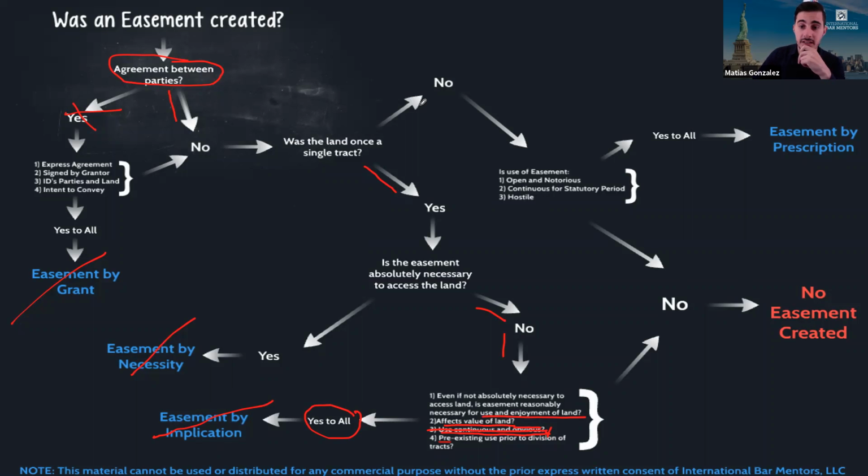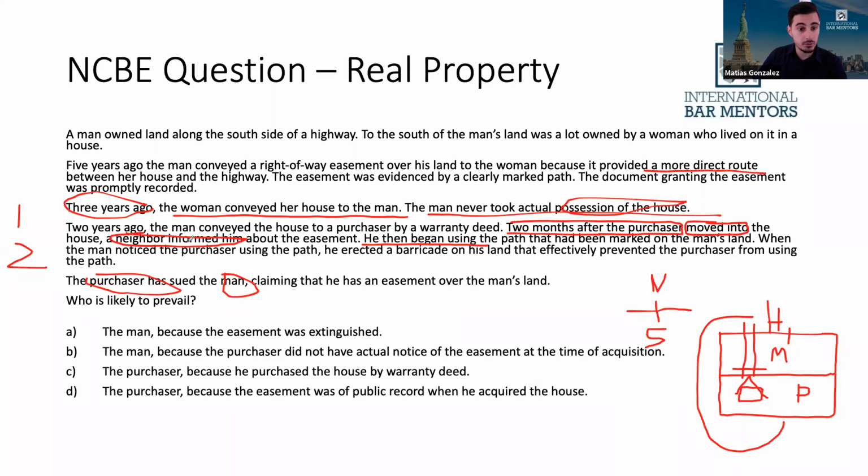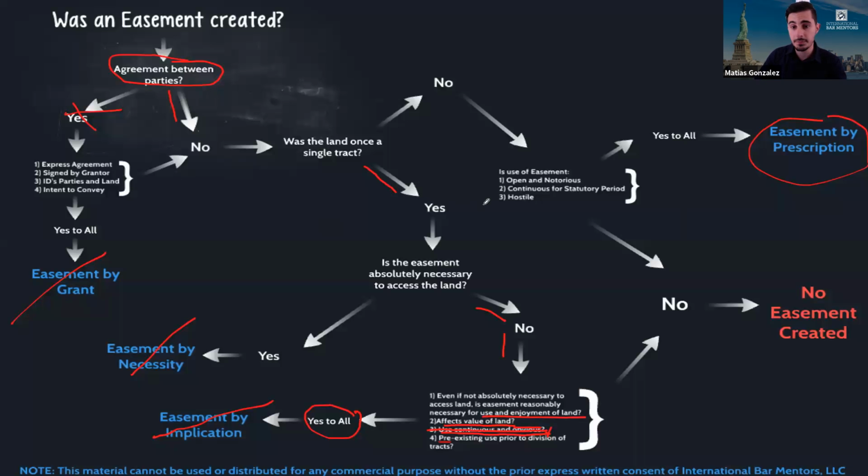Let's just say for the sake of discussion, we want to see if he's got an easement by prescription, right? Well, the general requirements are open and notorious, okay? So to put the owner on notice, well, the purchaser did do it open and notorious, right? Because he began using the path marked on the man's land. The man noticed, so it was open and notorious. Is it continuous for the statutory period?